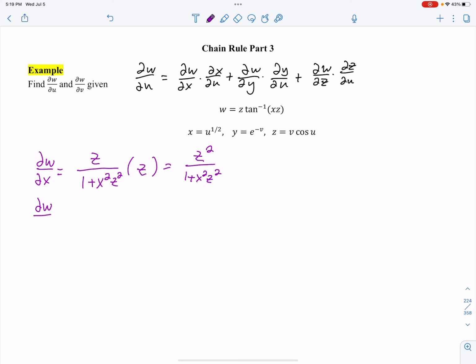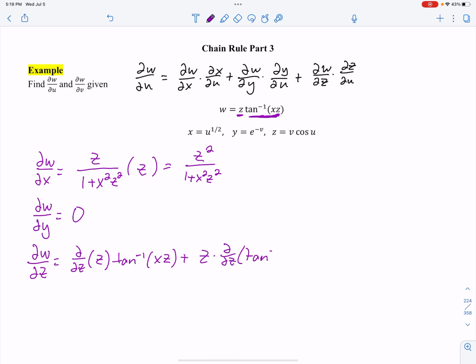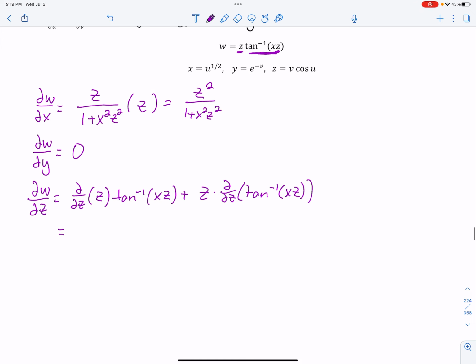I also need w with respect to y. Well, there are no y's, so we get a 0. That's nice. And then w with respect to z. Now notice there is a z here, and there's a z there, so we actually have to do a product rule between these two terms. So it's going to be the partial of z times arctan of xz, plus I leave the z there and take the derivative of the arctan. I get a 1 there, so it's arctan. Not the prettiest thing, but that's our answer.